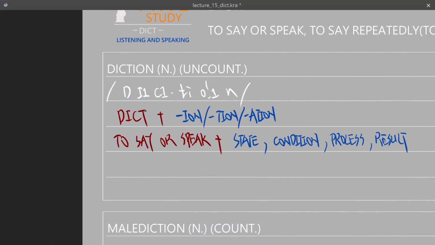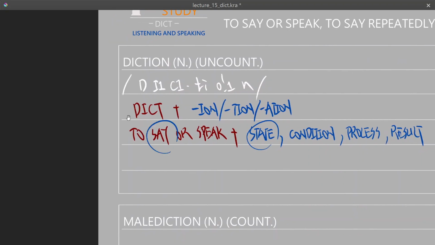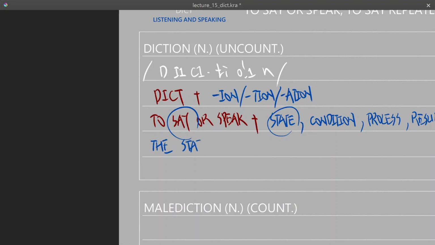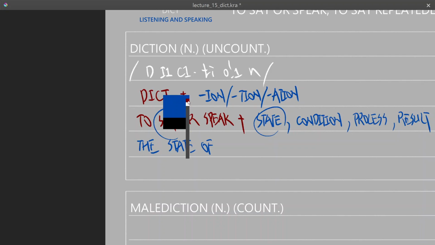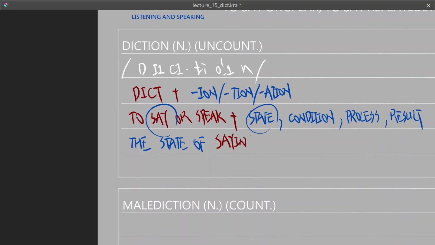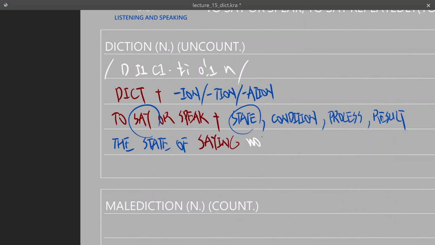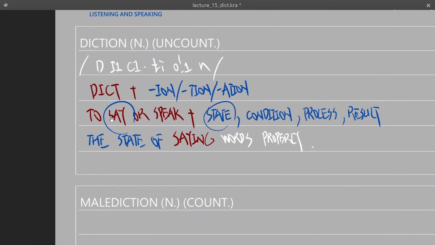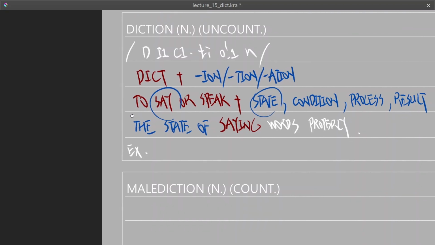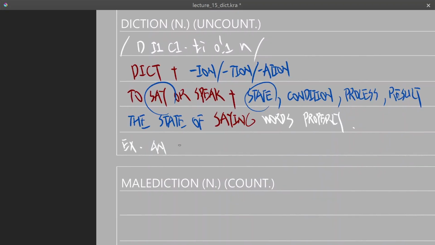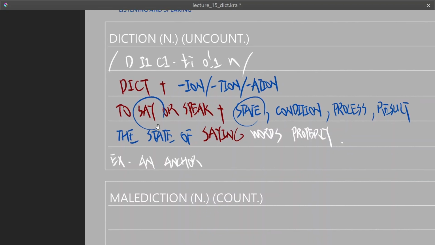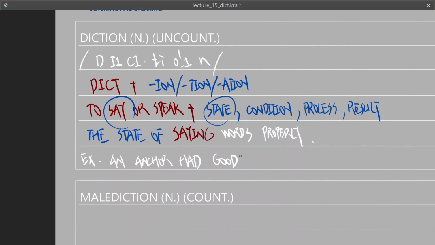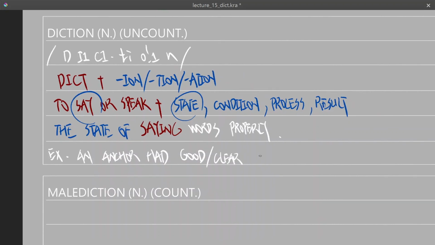So diction literally means what? It means the state of saying something, saying words properly. So the state of saying what? Saying words properly. Right. Let's say, for example, an anchor had good or clear diction.